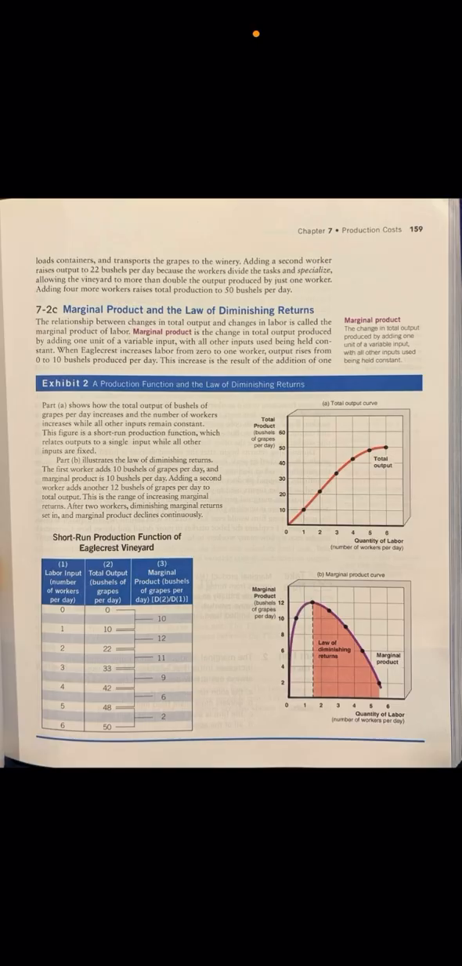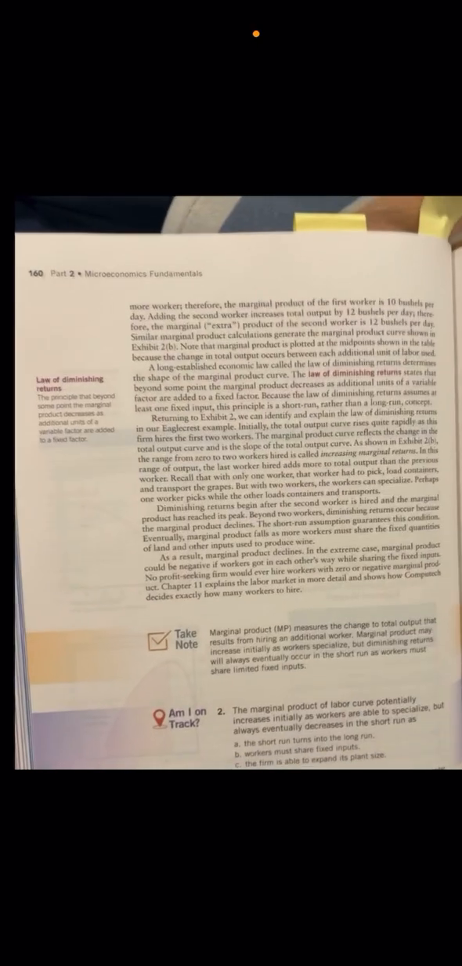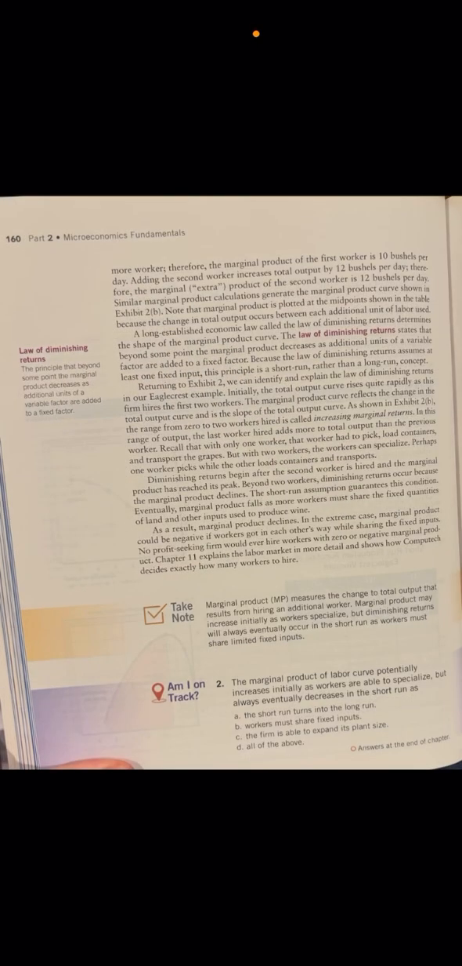The first worker adds 10 bushels of grapes per day, so marginal product is 10 bushels per day. Adding a second worker adds another 12 bushels of grapes per day to the total output. This is a range of increasing marginal returns. After 2 workers, diminishing marginal returns set in, and the marginal product declines continuously. This increase is the result of the addition of 1 more worker. Therefore, the marginal product of the first worker is 10 bushels per day. Adding the second worker increases the total output by 12 bushels per day. Therefore, the marginal product of the second worker is 12 bushels per day.